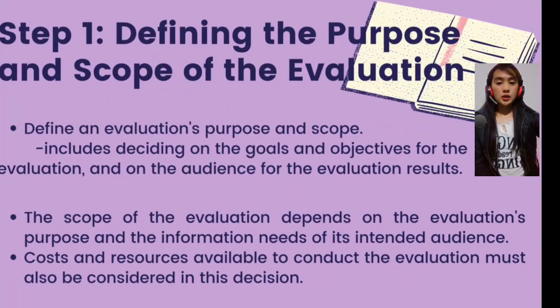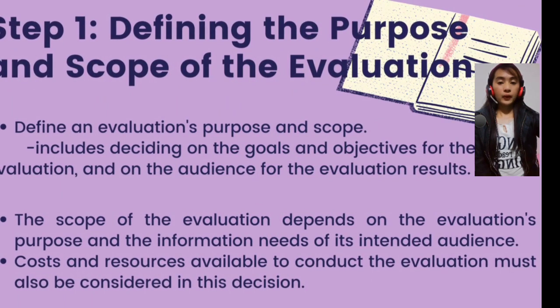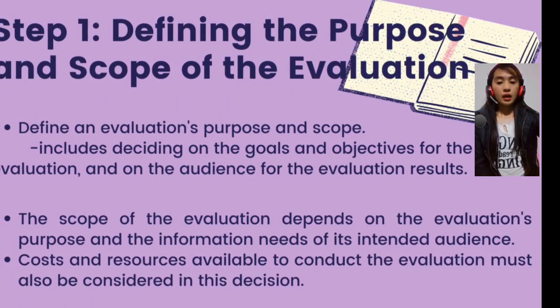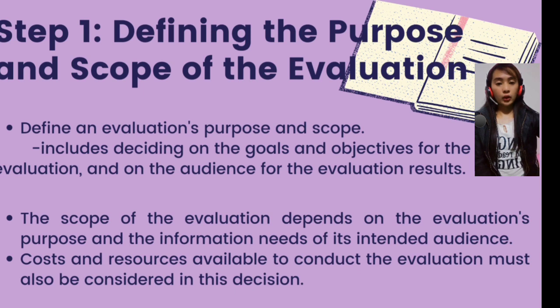Now, let's proceed to the steps in the evaluation process. There are six. First, defining the purpose and scope of the evaluation. What do you think is the reason why it is needed to define first the evaluation's purpose and scope? It is needed for the evaluator to see and manage the size or limit of the evaluation. It includes the goals and objectives of the evaluation as well as the results coming from the audience.